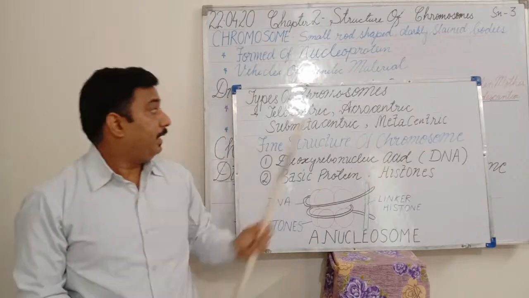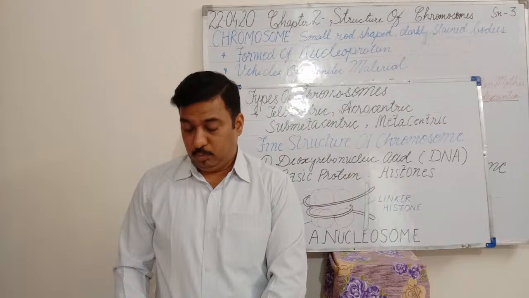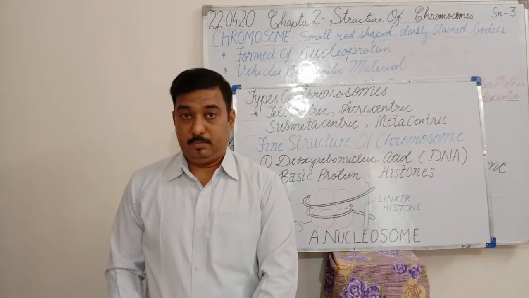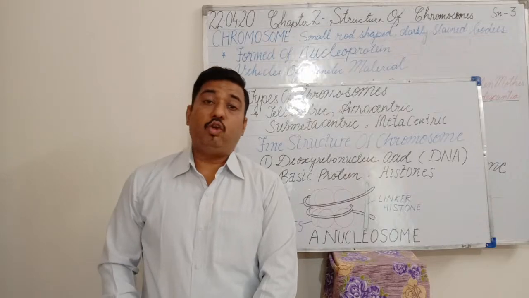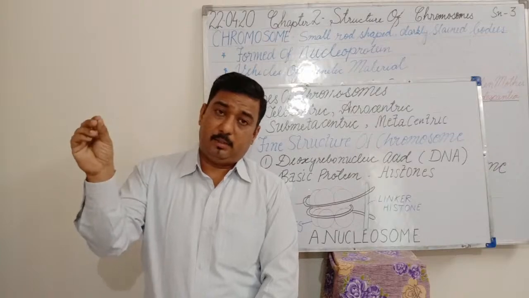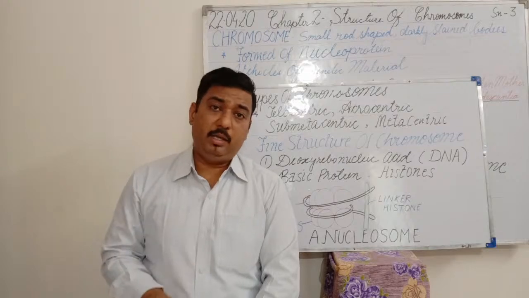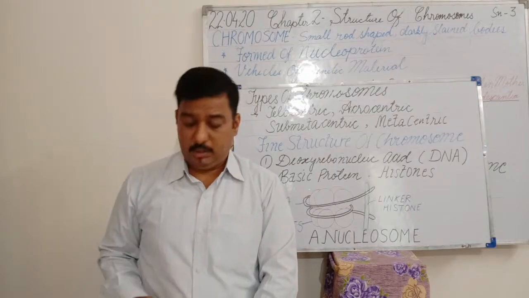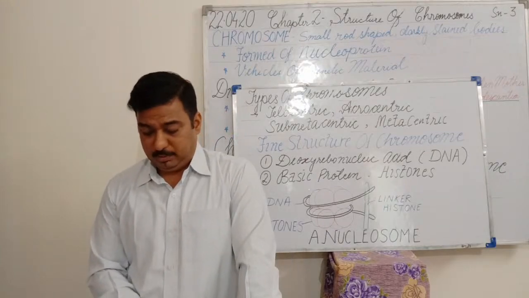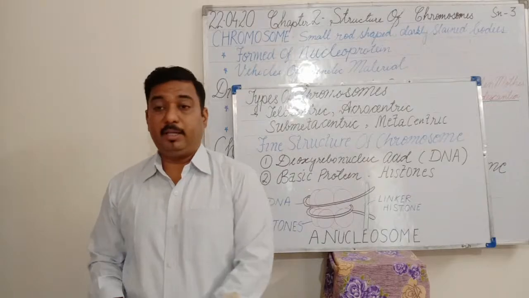Next one is acrocentric. These are also rod-shaped chromosomes, but here the centromere is subterminal. It will not be situated at the end point, but just after that a small arm will be present. One arm will be very long, whereas the other arm will be extremely short. It is a rod-shaped chromosome with a subterminal centromere.